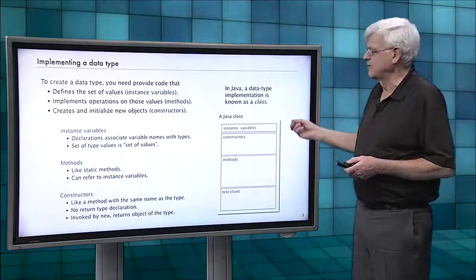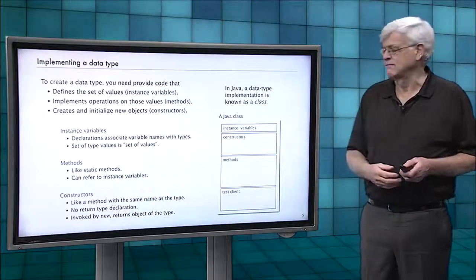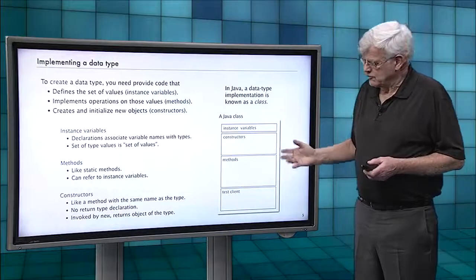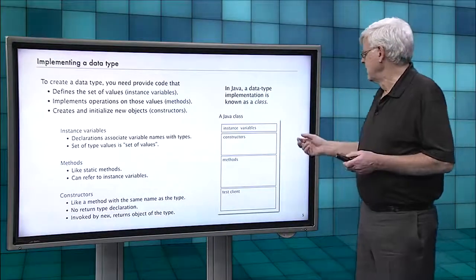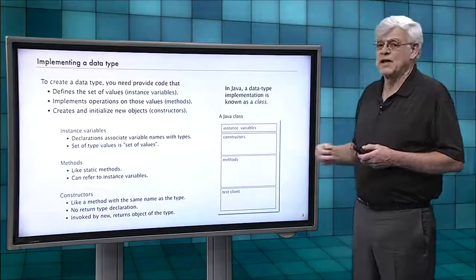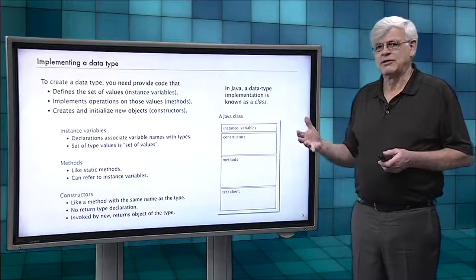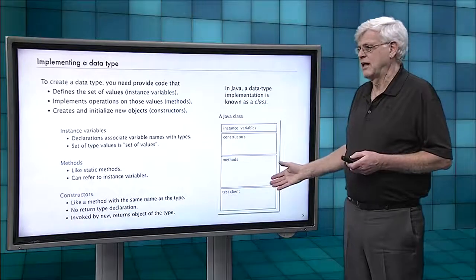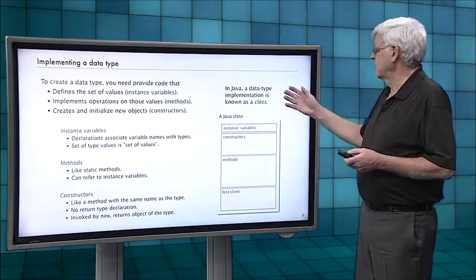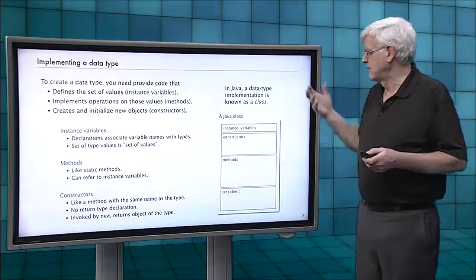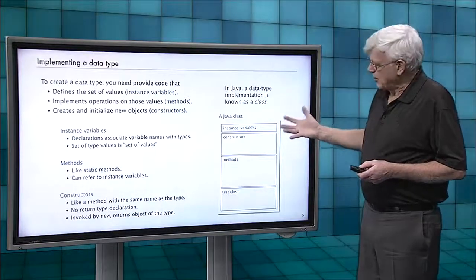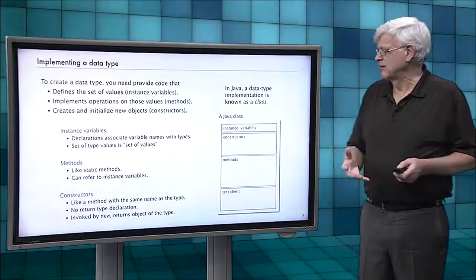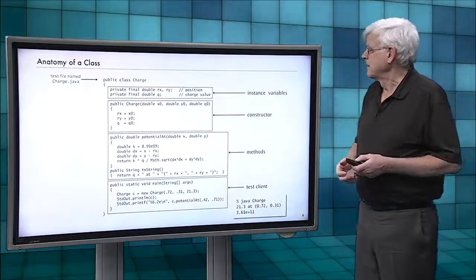We'll look at what the instance variables are, what the set of data type values is, what the constructors are, how you create an object and initialize its value, and what the methods are, what the operations are that we can perform on the values. Then also we always include a test client in every Java data type that we implement. So that's the process that we're going to go through for several examples in this lecture.